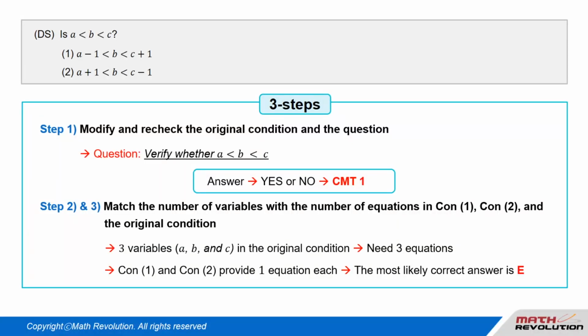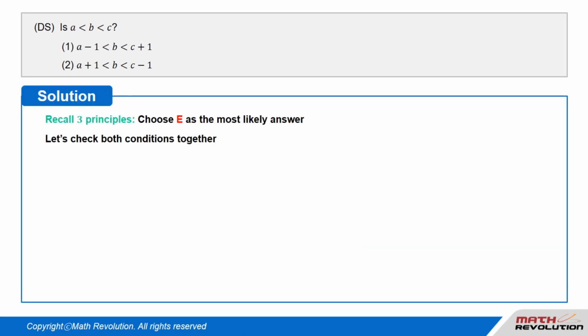From the original condition, we have 3 variables, A, B, and C. To match the number of variables with the number of equations, we need 3 equations. Since conditions 1 and 2 will provide 1 equation each, E would most likely be the answer. Recall 3 principles and choose E as the most likely answer.